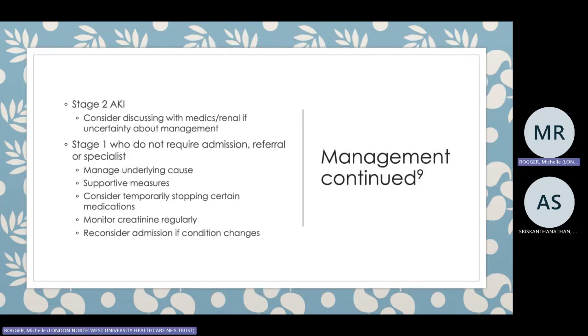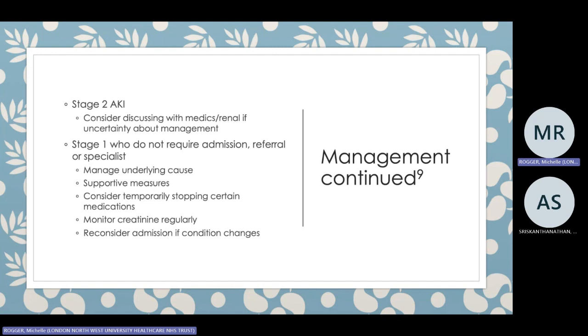Okay, so now for people who have stage 2 AKIs, so that's, I guess, moderate AKIs, could be managed in the community. But if the GP or the community aren't sure, you can consider discussing those with medics or the renal team. So that's according to the NICE guidelines. Individuals with stage 1 AKI do not necessarily require admission or even referral to specialists. They can be managed in the community.